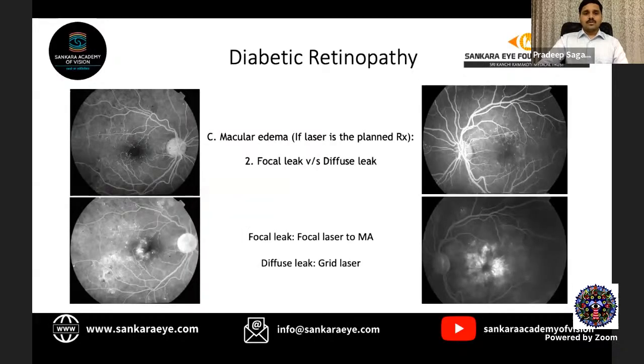So coming to the focal leak and diffuse leak. Here we can see that most of the leak is attributable to the microaneurysm. So it's a focal leak. In such cases, we consider doing focal laser photocoagulation to the leaky microaneurysm. Whereas in a case with diffuse leak, where there are no significant microaneurysms contributing to leak, we consider grid laser.